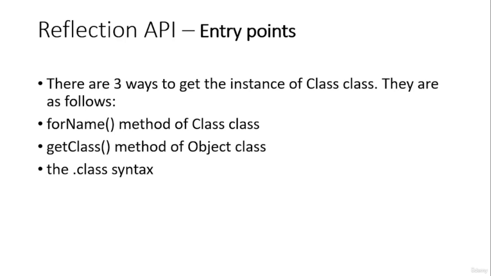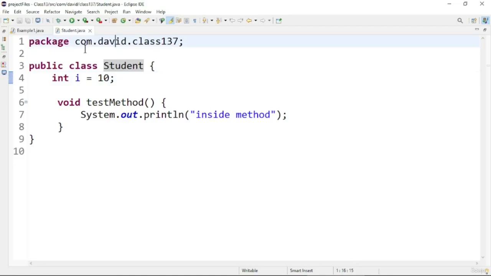Now let us see some practical programs based on Reflection API. Let us see a program based on Reflection API. In this program, we are going to discuss the entry points of the Reflection API. So let us see the program. Here you can see a Student class. In the Student class, I have a field i and a method test method. Now let us see how I can access the class object of this particular class.